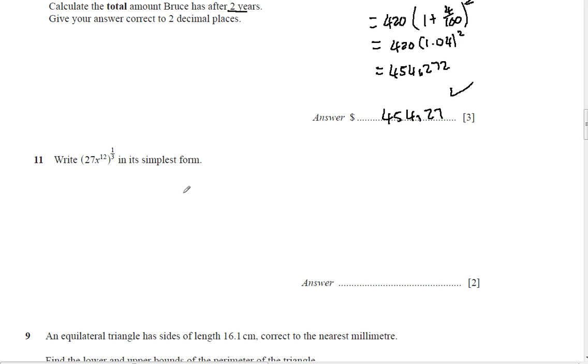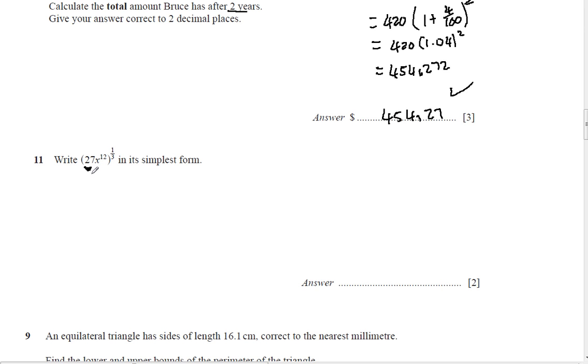Number 11. Whenever we see indices, you can see it's (27x^12)^(1/3). All we need to do is take the value on the outside of the bracket and multiply it with the exponents on the inside. But we see 27 is to the power of 1 over here. In indices, we're going to have to rewrite this value as a number that has an exponent.